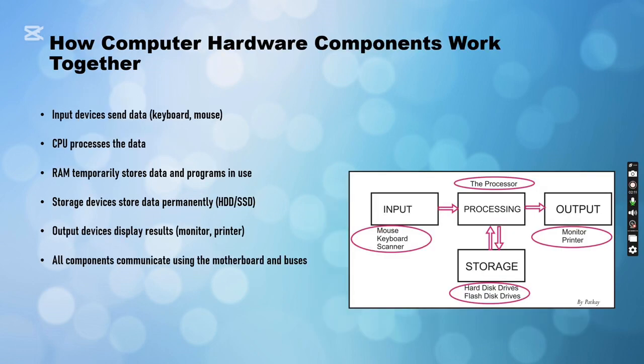How computer hardware components work together. Input devices send data: keyboard, mouse. The CPU processes the data. RAM temporarily stores data and programs in use. Storage devices store data permanently: HDD, SSD. Output devices display results: monitor, printer. All components communicate using the motherboard and buses.